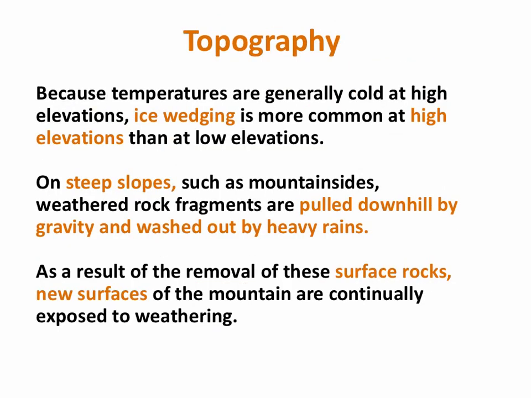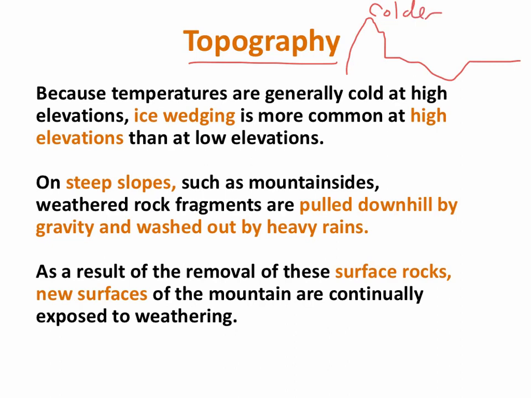So topography, I mentioned it earlier, is generally changes in elevation, right? So here's a mountain, here's a valley, here's a plain. These changes in elevation change weathering because temperatures are generally colder at high elevations, so it's going to be colder up here.